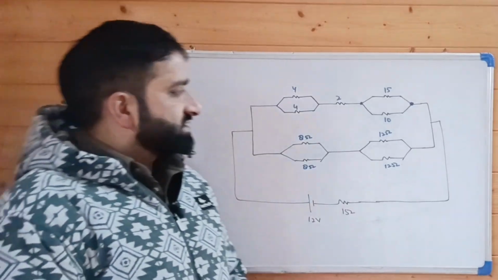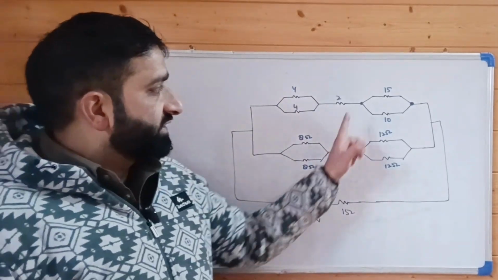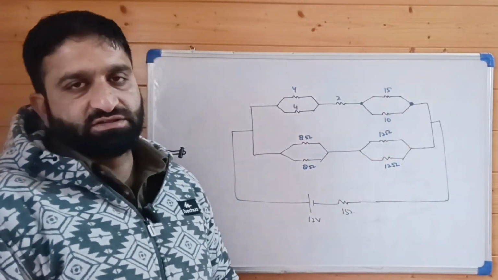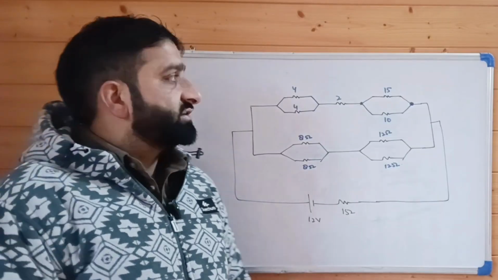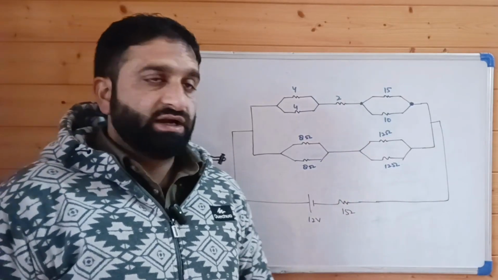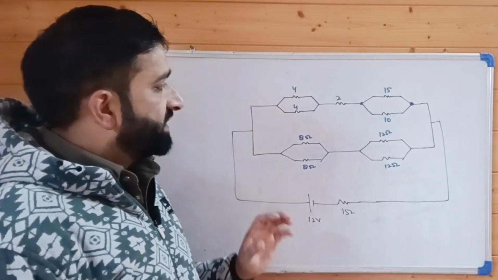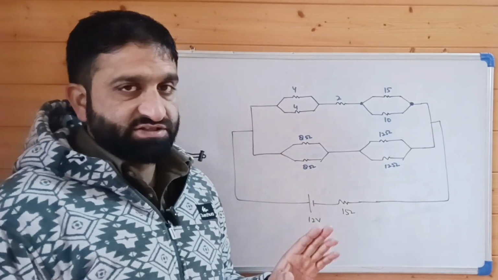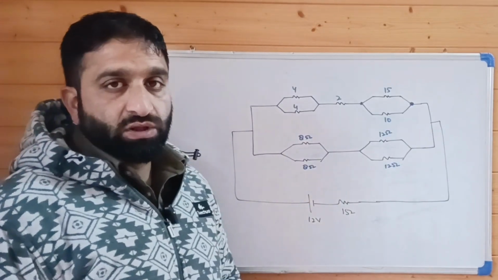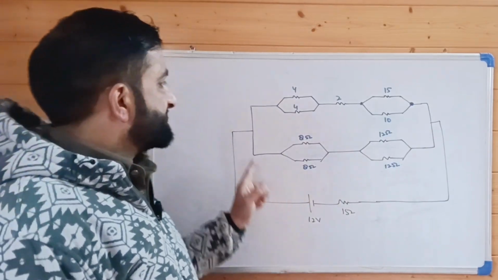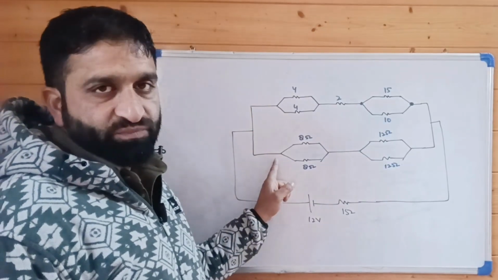In this network of resistances, we have to calculate the potential difference across this 15 ohm resistance. What is the way of calculating it? The way is that we first calculate the equivalent resistance of this network of resistances. Then we calculate the total current. Then we calculate the current passing through this line and through this line.